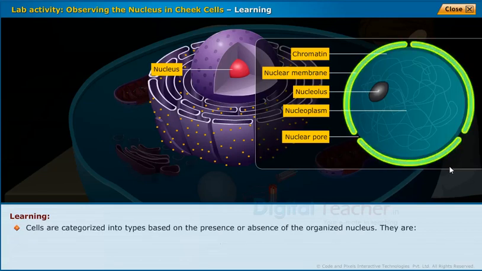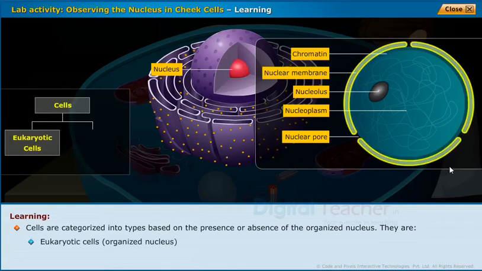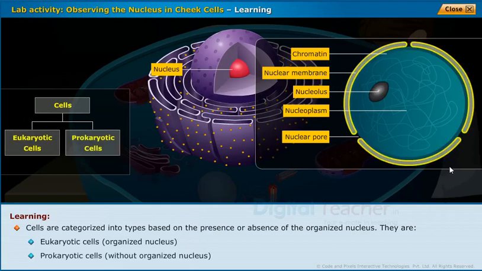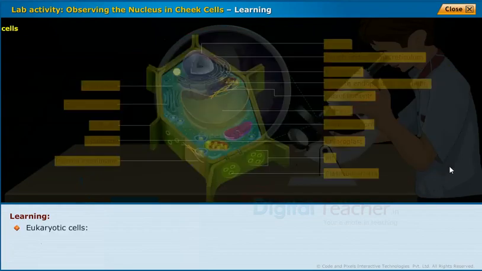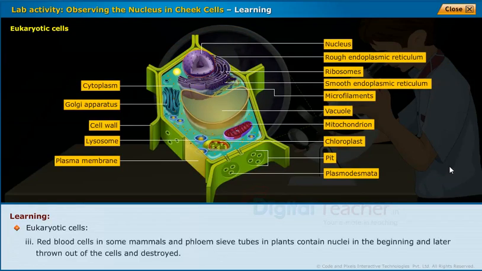Cells are categorized into types based on the presence or absence of the organized nucleus. They are eukaryotic cells, with organized nucleus, and prokaryotic cells without organized nucleus. Eukaryotic cells. Eukaryotic cells contain a membrane-bounded nucleus. Almost all the eukaryotic cells have a nucleus. Red blood cells in some mammals and phloem sieve tubes in plants contain nuclei in the beginning and later thrown out of the cells and destroyed.